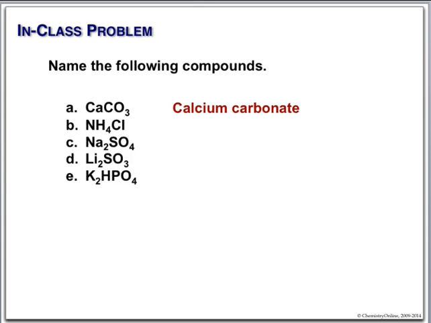Our next guy here, this is our cationic polyatomic. Based on ammonia, this is ammonium. So the first word of the name would be ammonium. We have a chlorine at the end. This is simply ammonium chloride.